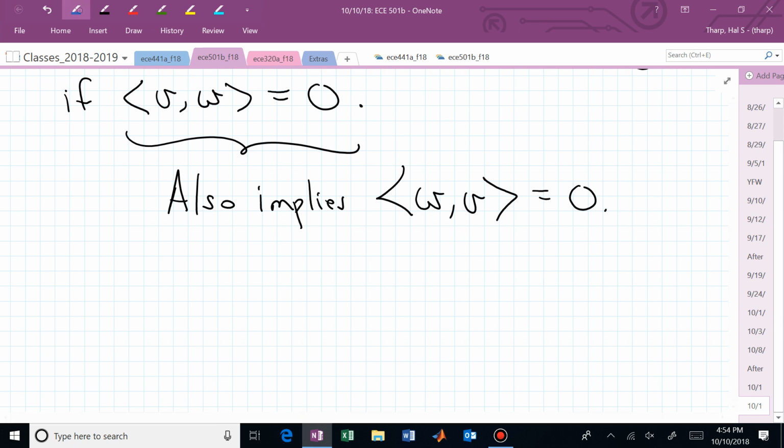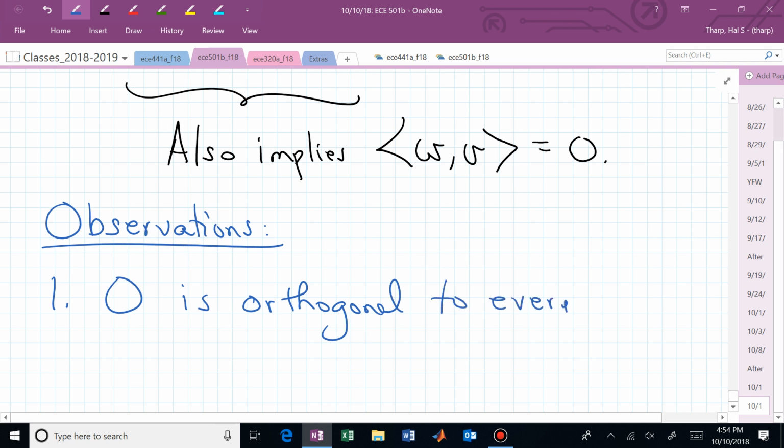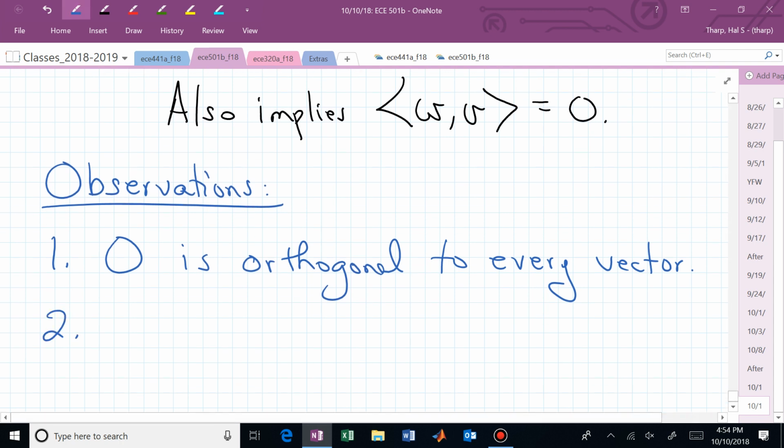Here are some observations that we can make. One is that the 0 vector is orthogonal to every vector in our vector space. You put the 0 vector in a slot, you're going to get 0. Two is that the 0 vector is the only vector that is orthogonal to itself.